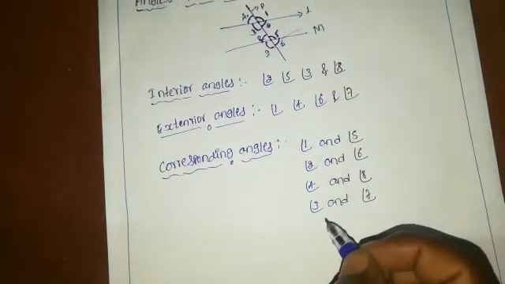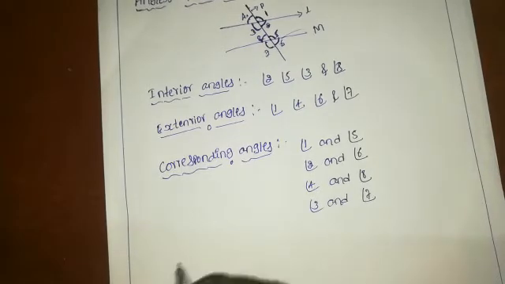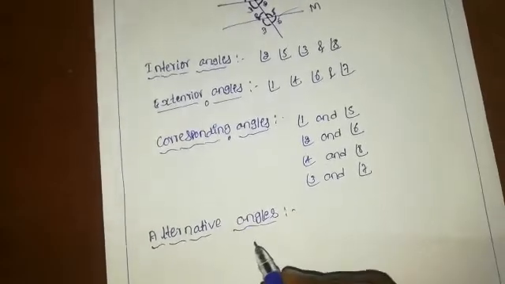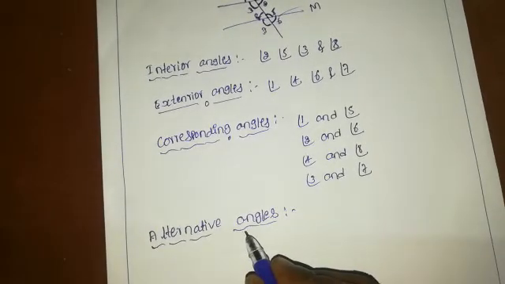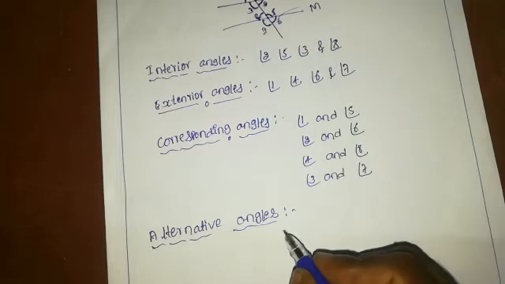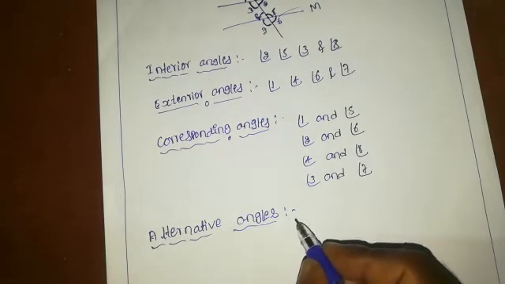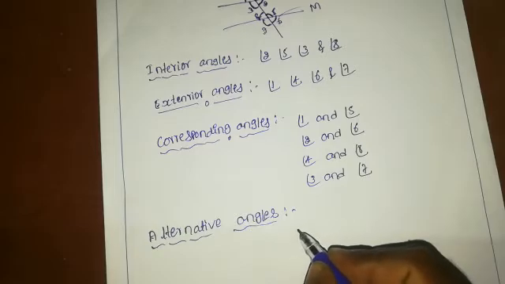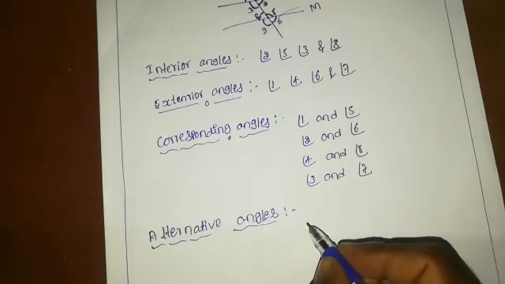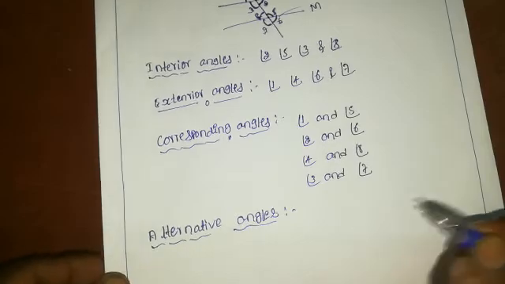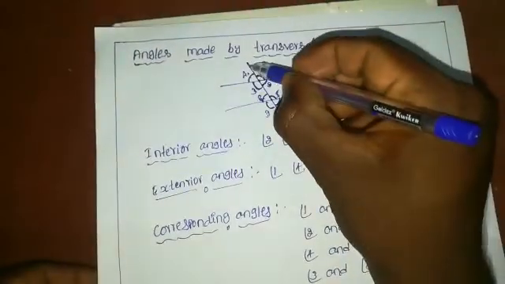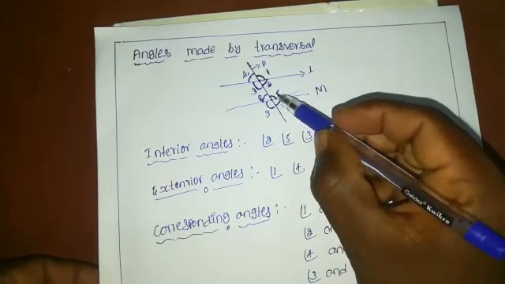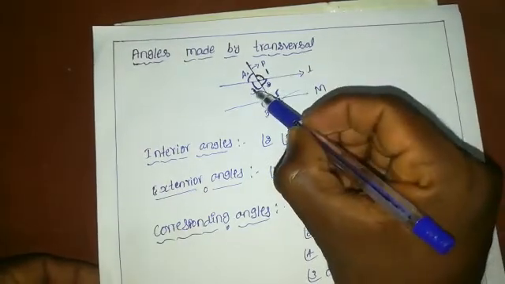Next we move on to the alternative angles. At first we have to know the meaning of alternative angles. Alternative angles have different vertices and are on opposite sides of the transversal. Alternative angles are the angles present on opposite sides of the transversal line. This is the transversal line. In this diagram, which are the alternative angles? Angle 3 and angle 5.